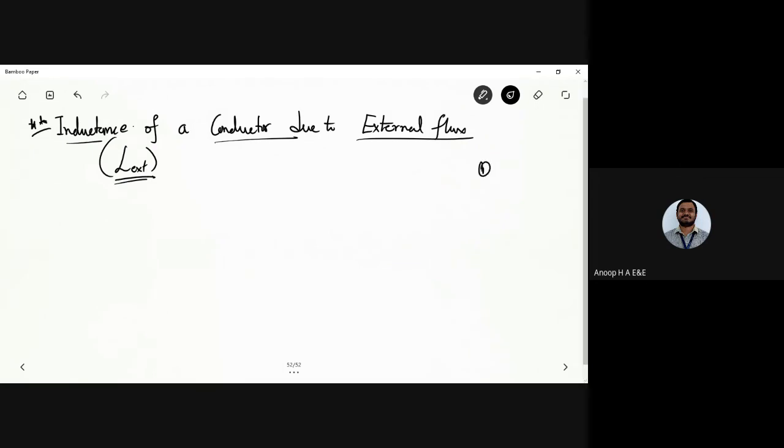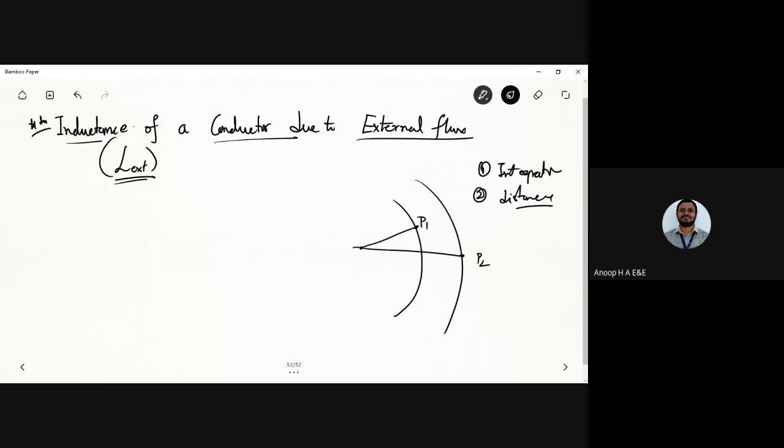One thing you have to be clear about is the integration, and next, the distances to be taken. While drawing the diagram, from the center of the conductor we have 2 points, P1 and P2. We'll highlight the distances, and the distance taken into consideration for the integral is this small distance dx, at a distance of x meters from the center. Got it? Any doubts up to this point?